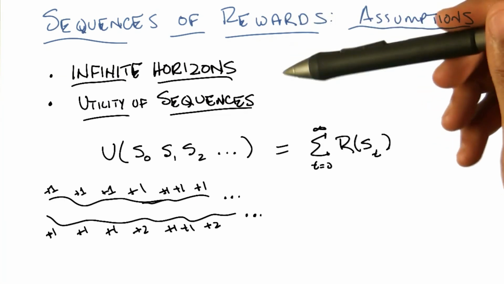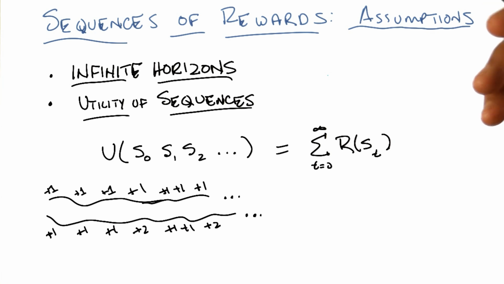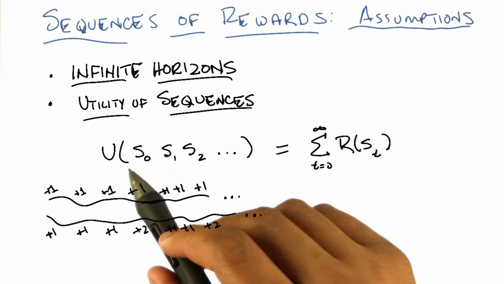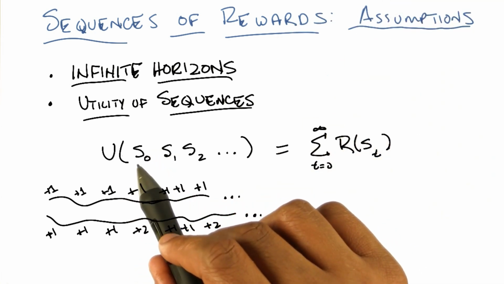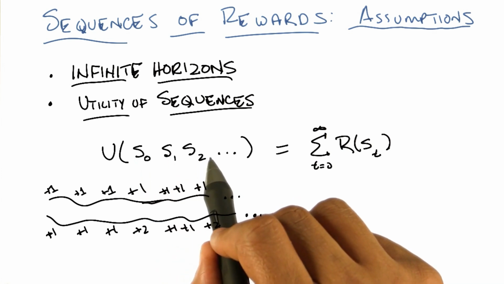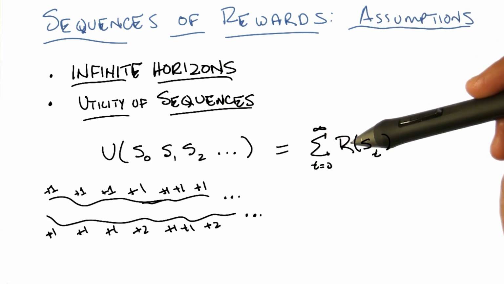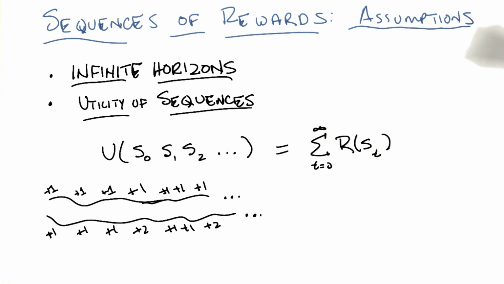Cool. All right, Michael, so let's write that down in math, okay? You like math, right? I do. Okay, so here's the math version of it. I'm going to just say that the utility that we receive for visiting a sequence of states s0, s1, s2, ellipsis, is simply the sum of all the rewards that we will receive for visiting those states. Sure. Does that make sense?